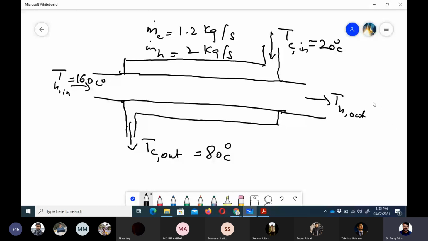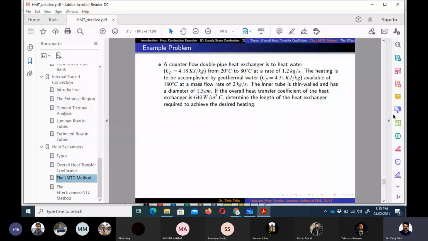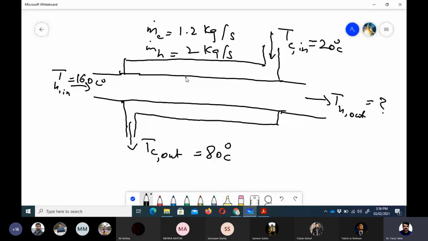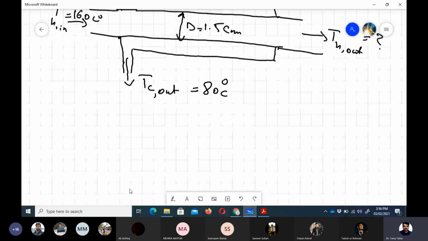Now, first of all, we don't know TH out because that is not given in the data. And what else have been given here? We have been given the diameter of the pipe. Yes, that is 1.5 centimeter diameter. So this diameter is 1.5 centimeter.